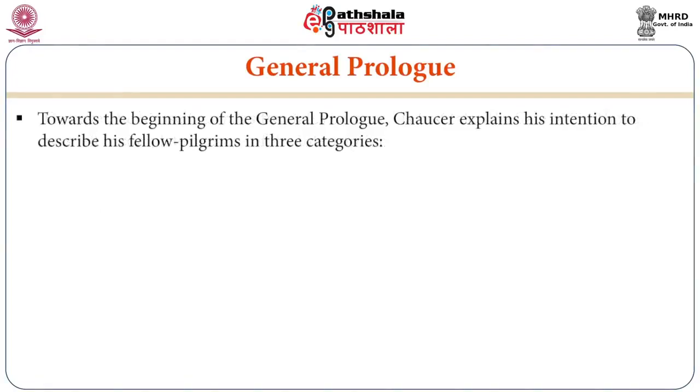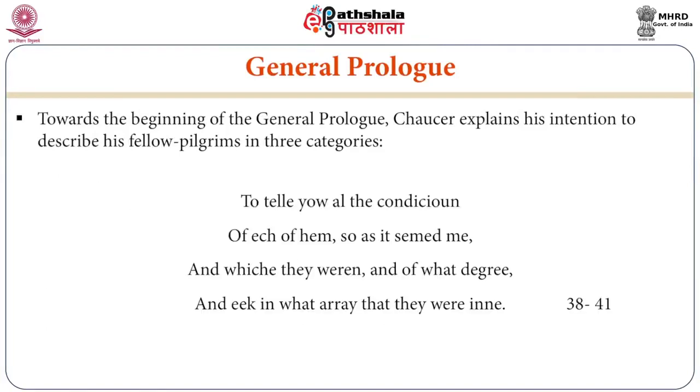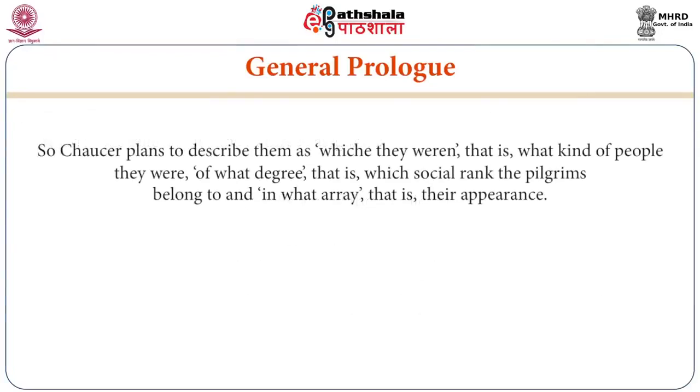Towards the beginning of this general prologue, Chaucer explains his intention to describe his fellow pilgrims in 3 categories. To tell you all the condicioun, that is line number 38 to 41, just for your reading on the screen. So Chaucer plans to describe them as which they are in, that is, what kind of people they are, of what degree, that is, which social rank the pilgrims belong to, and in what array, that is, their appearance.